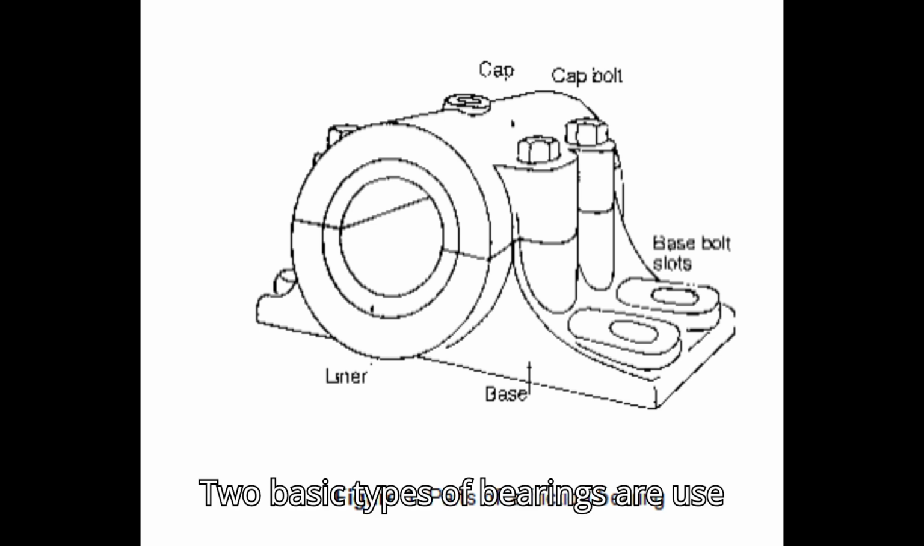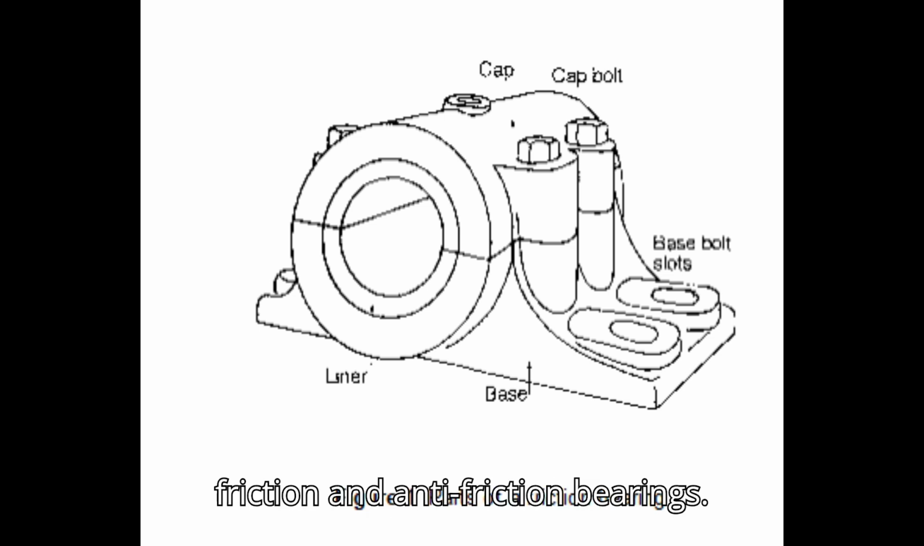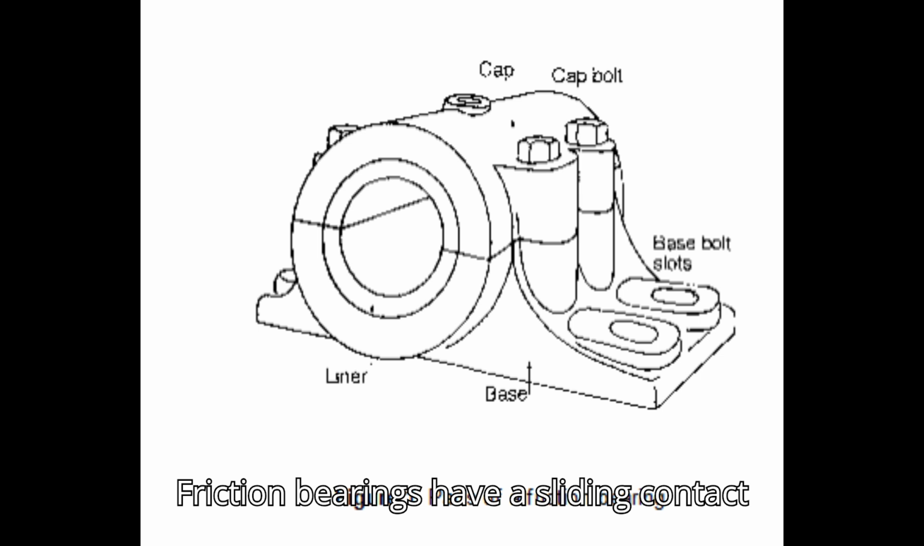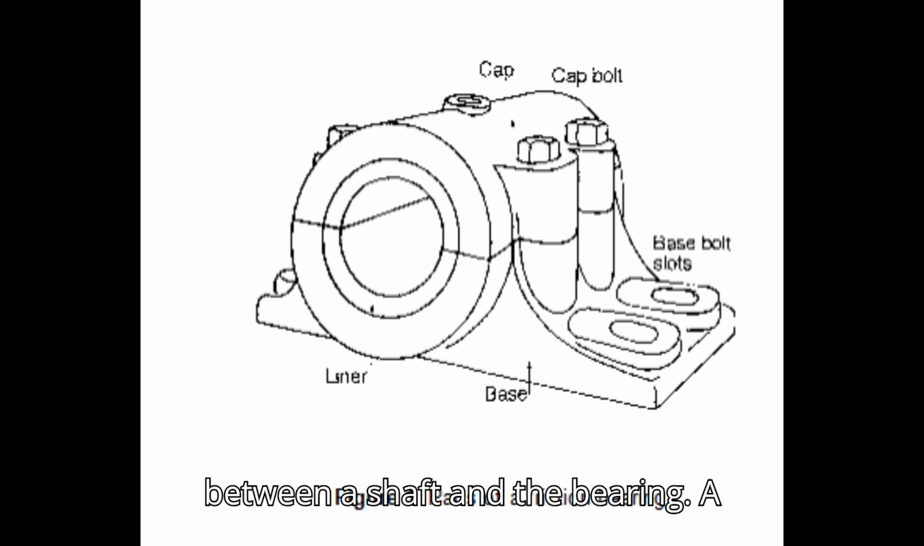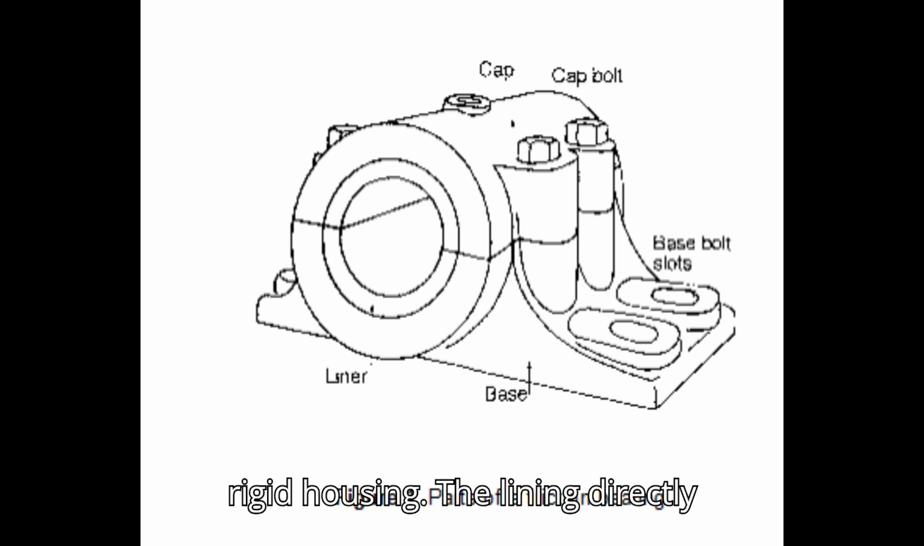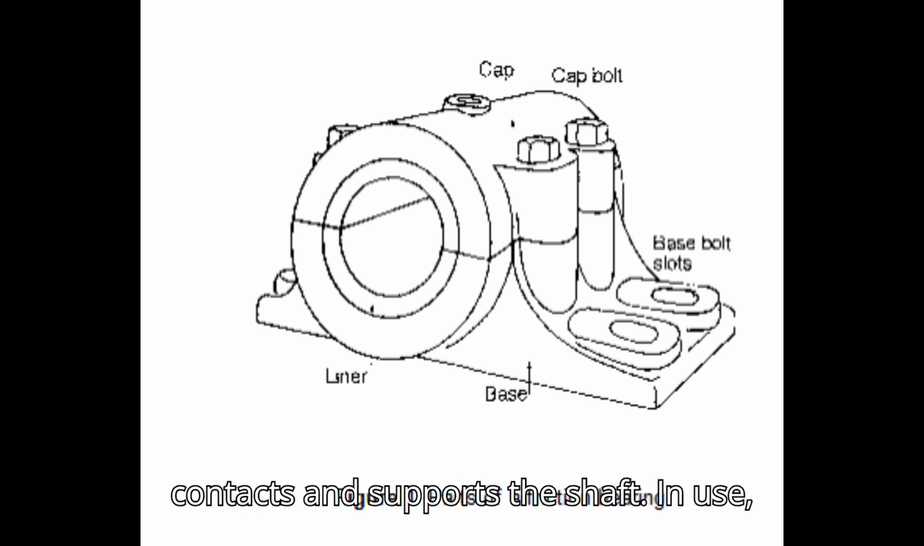Two basic types of bearings are used: friction and anti-friction bearings. Friction bearings have a sliding contact between a shaft and the bearing. A special, low-friction material lines a rigid housing. The lining directly contacts and supports the shaft.